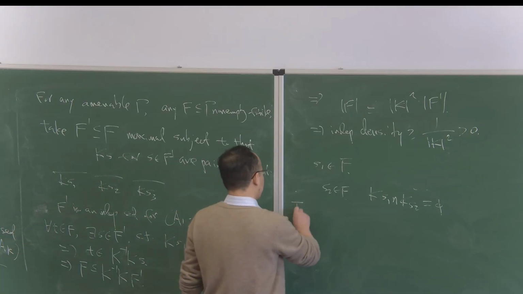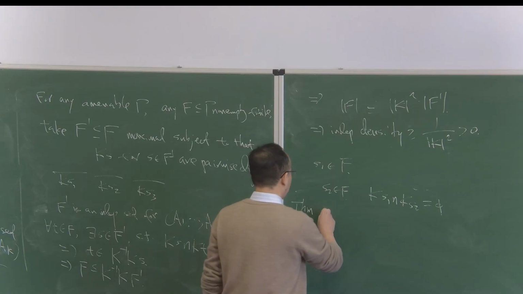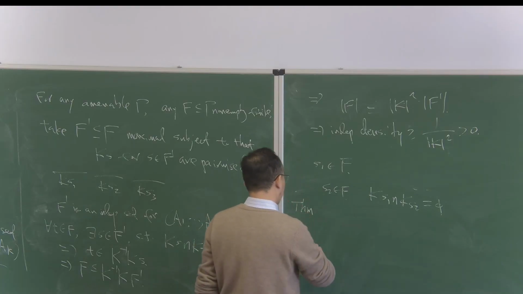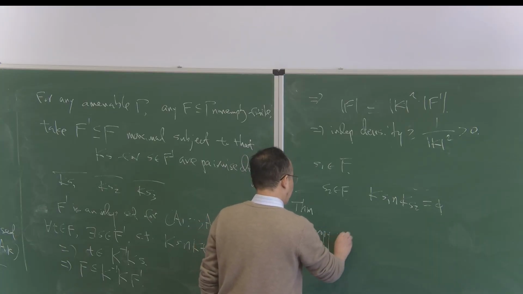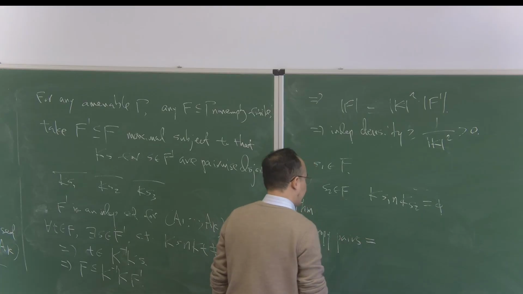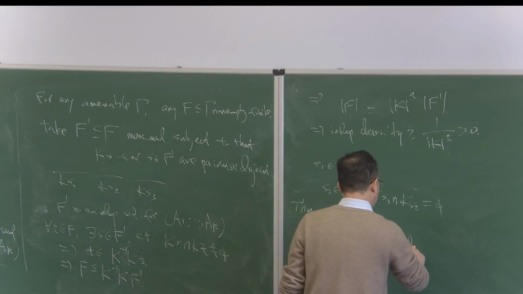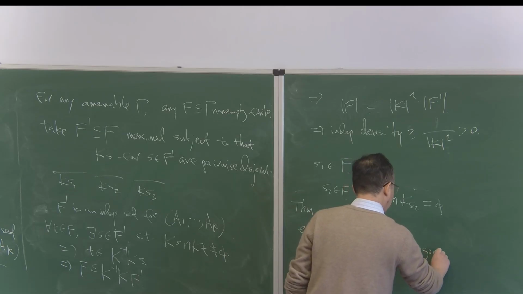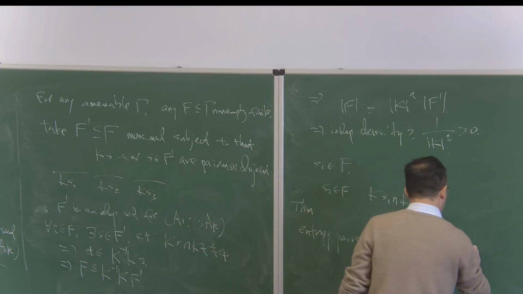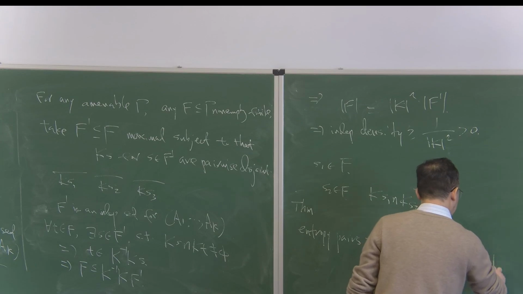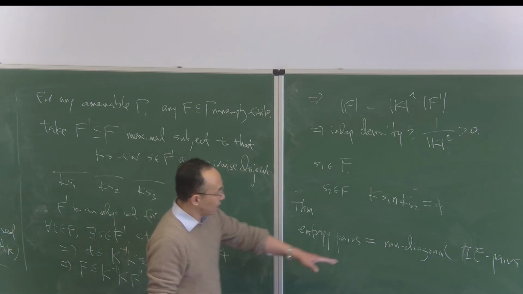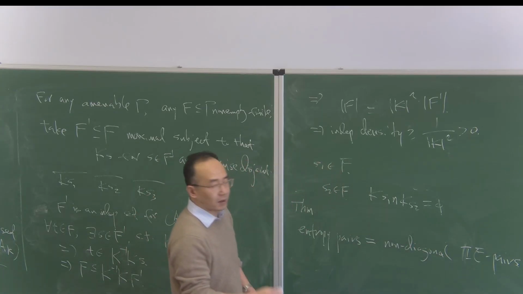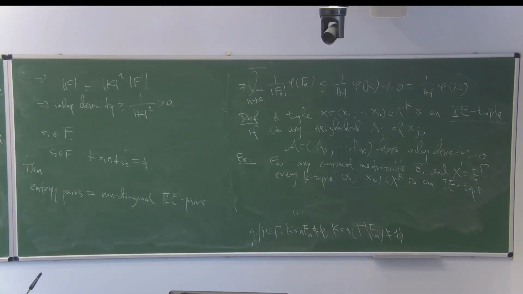Right. So now we state the theorem. That is, entropy pairs are exactly the same as non-diagonal IE pairs. I'm putting non-diagonal because in the definition of IE pairs, we allowed the two coordinates to be the same. Pairs just means k equal to 2 here.